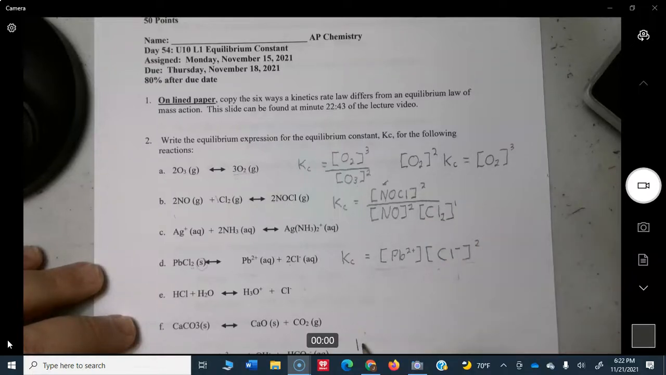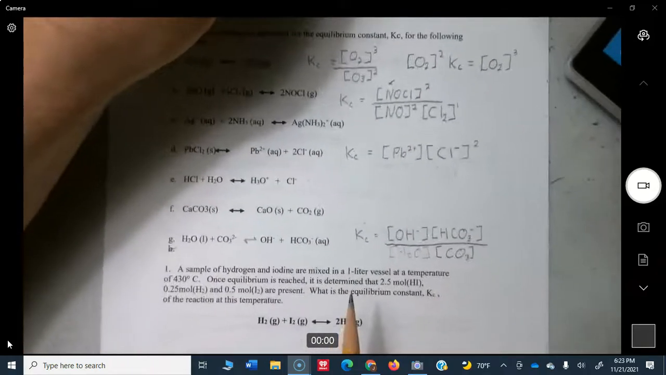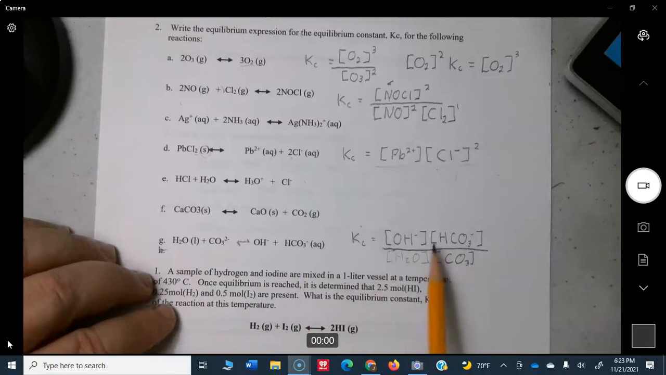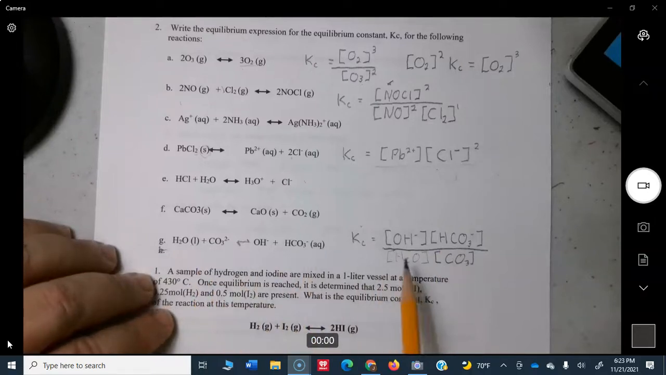All right, so Kc equals, no coefficients there, and down below, and no coefficients on this side either. Okay, like that. Okay, oops, I'm off screen. So that's what I wrote. So I wrote products up on top, no coefficients, so no exponents, reactants down on bottom.